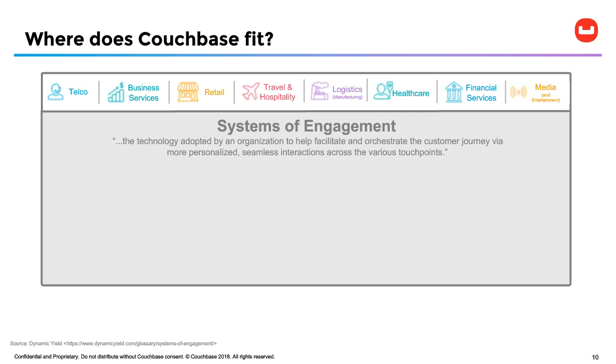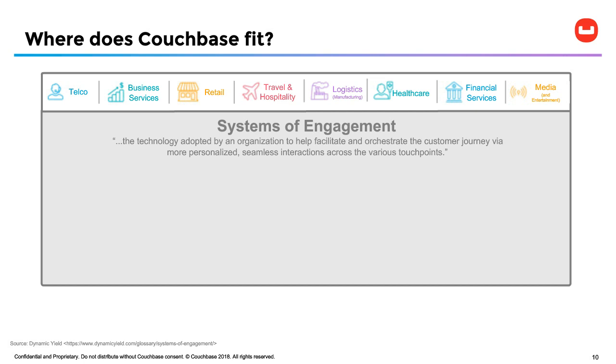In travel and hospitality, might be connecting your journey from the searching of a flight, the booking of that flight, the taking of that flight, the booking into the taking of an Uber to your hotel, the booking into your hotel, and all of the feedback around that. All of these are systems of engagement.